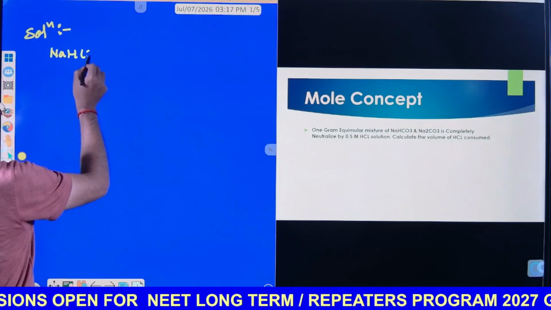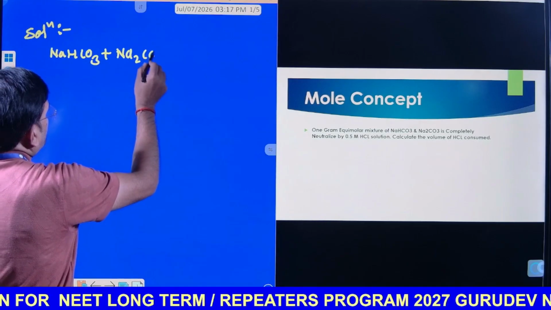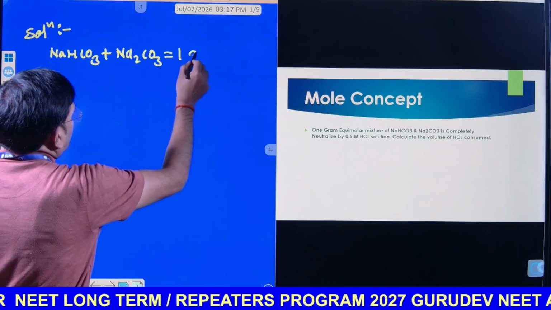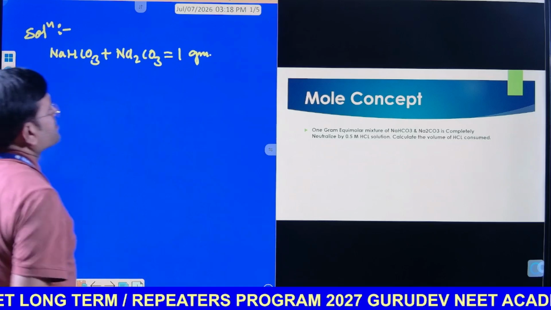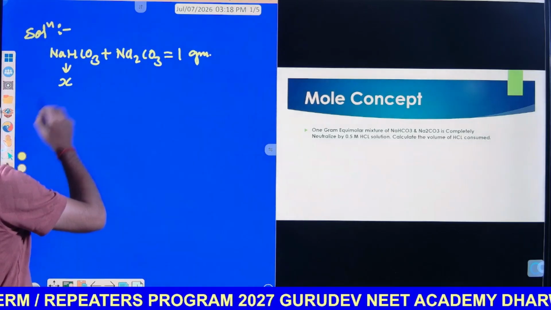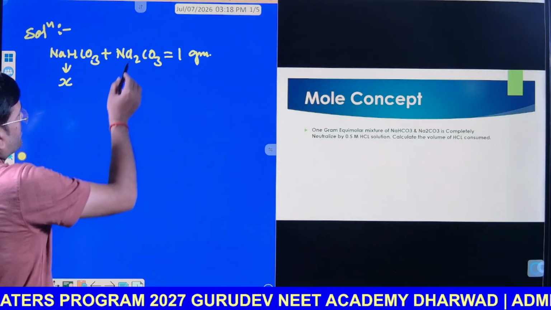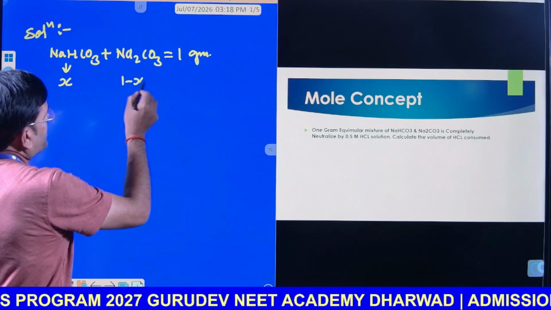NaHCO3 plus Na2CO3 is given as 1 gram. Let us say this is x gram. So what about this one? 1 minus x gram.